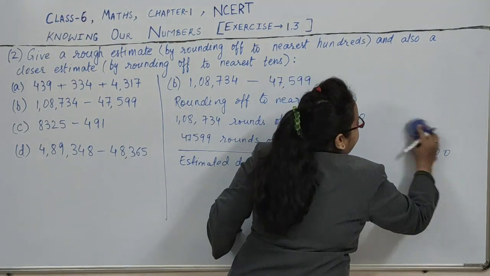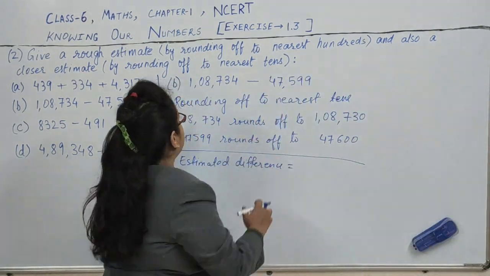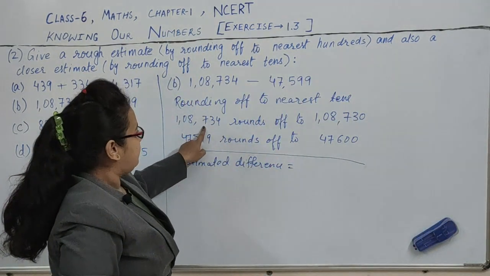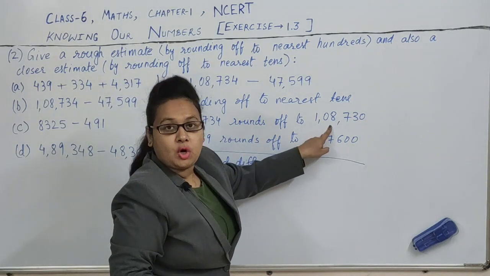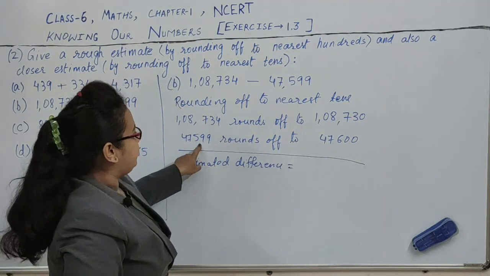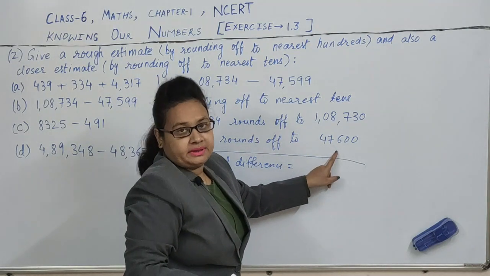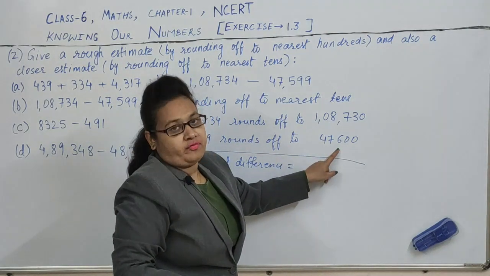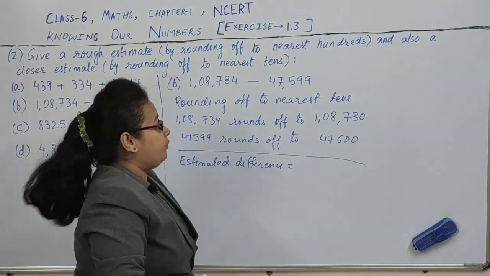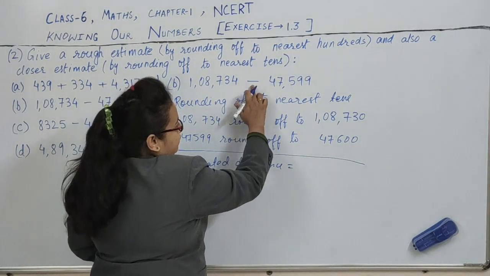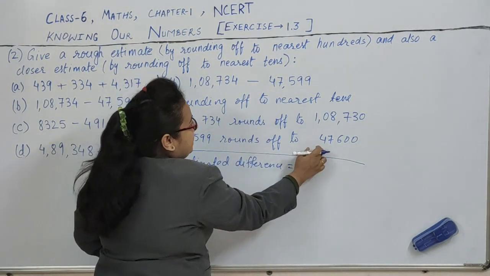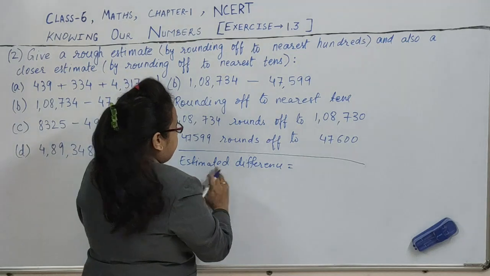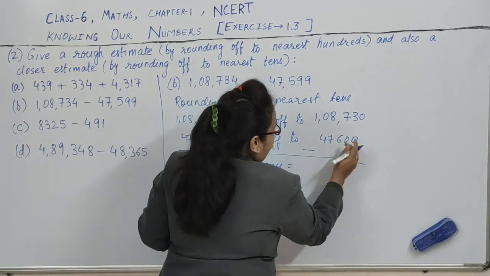Okay, now what did we get? We have rounded off the number to the nearest tens. These two numbers, this number is rounded off to the nearest tens, and we got this. This number is rounded off to the nearest tens, and we got this. So these are the rounded off numbers. Now we will do subtraction. We will subtract these two numbers because the subtraction sign is there. So the estimated difference will be what? We have to do subtraction.